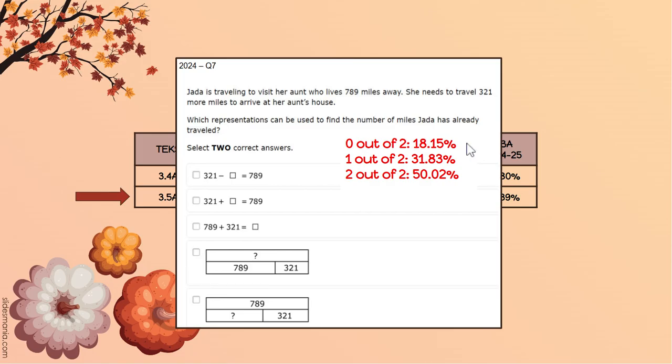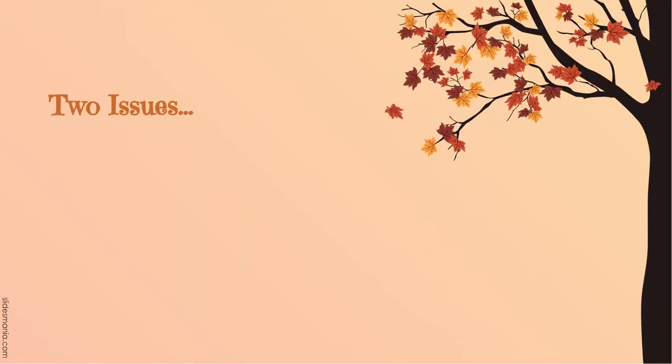18% of our kids were not able to select any of the correct representations. 31% of our kids were able to select one or the other, and only 50% of our kids were able to select both. And it turns out that they were looking for an equation and the strip diagram. Okay, so we have 2 issues.